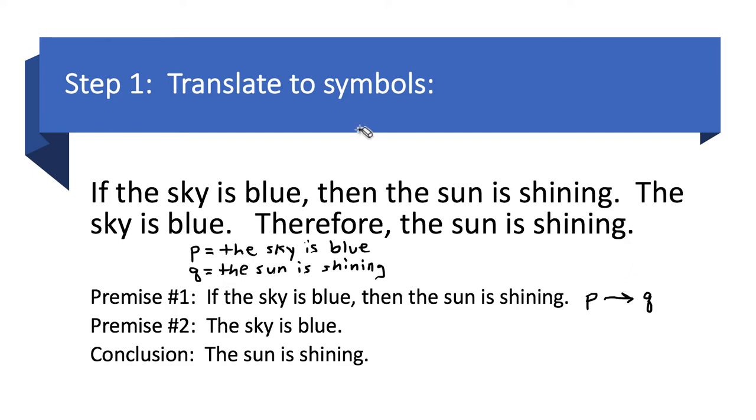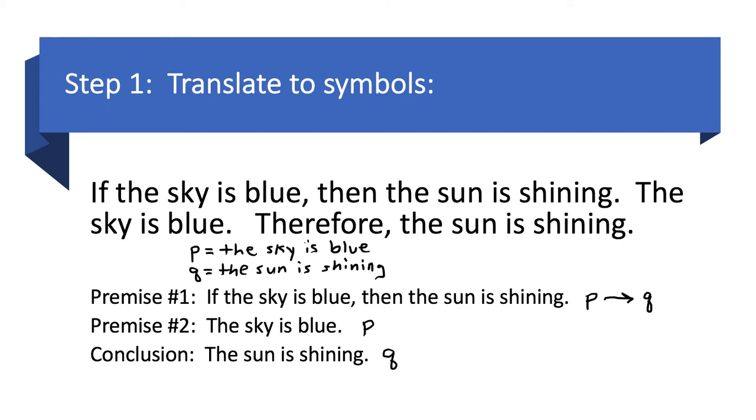All right, let's look at premise number 2. Premise number 2 says the sky is blue. So that is only a P. Remember, P is the sky is blue, and so if that is premise number 2, then we'll just have a P. And then the conclusion says the sun is shining, which is the Q. We identified Q to be the sun is shining. All right, so now we've translated it into symbols.